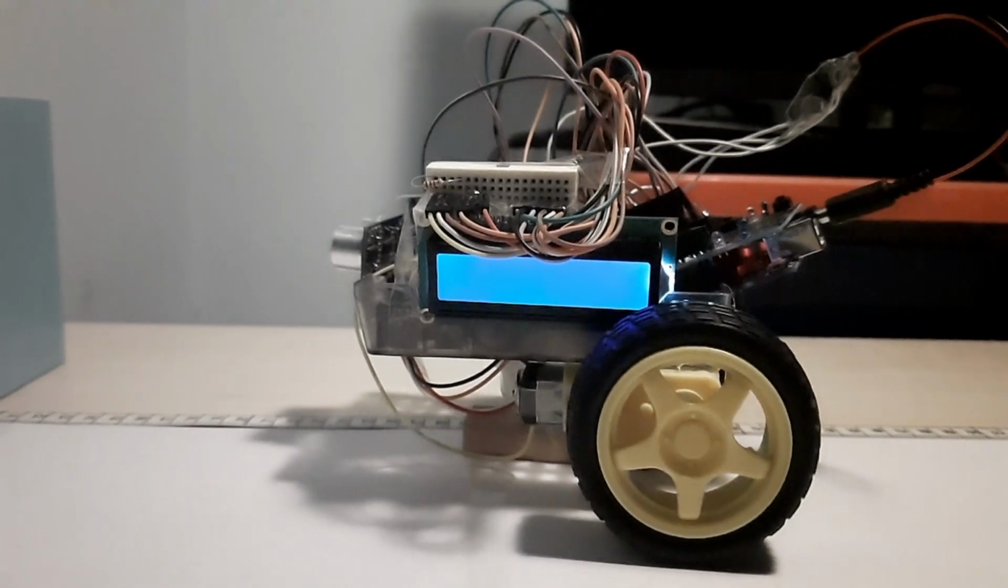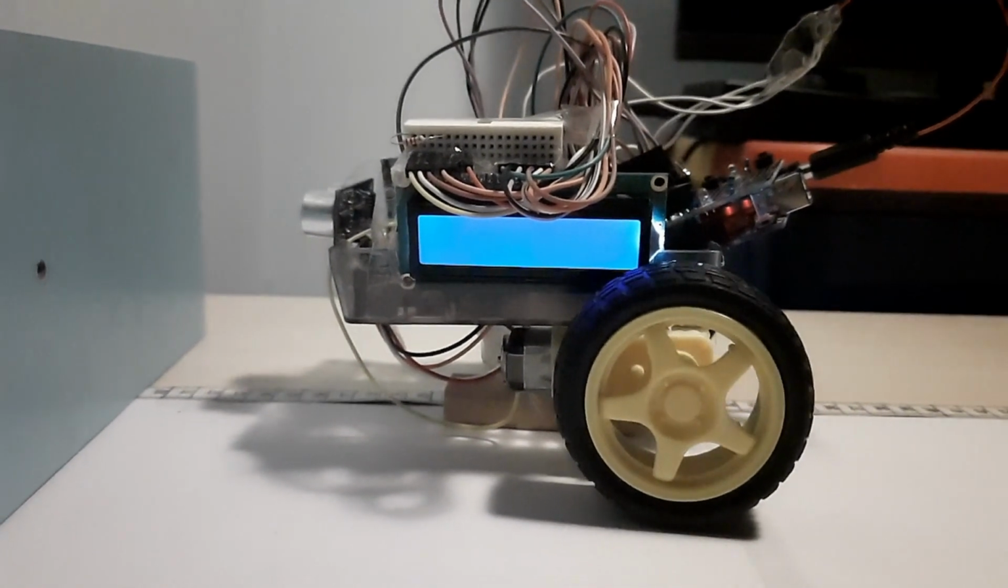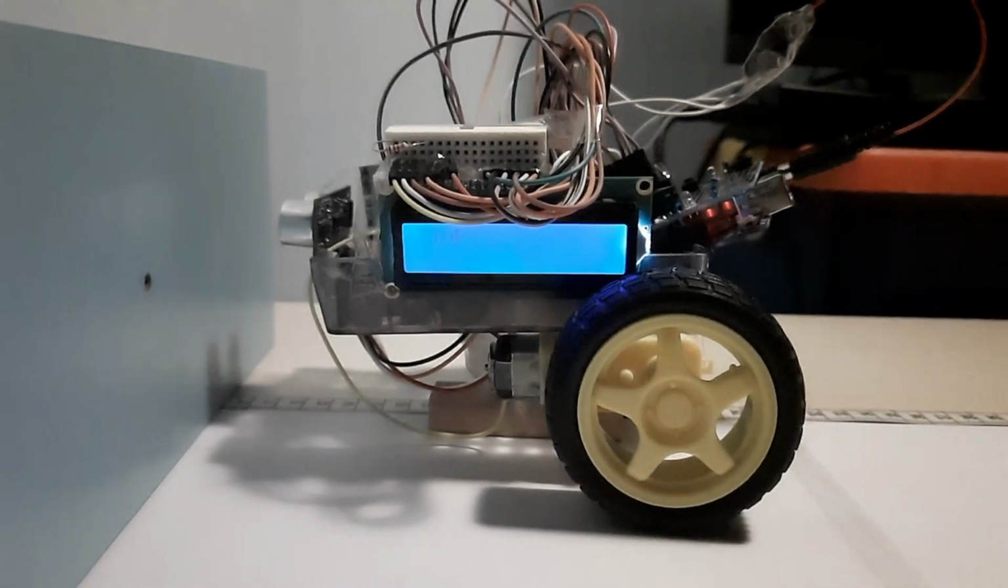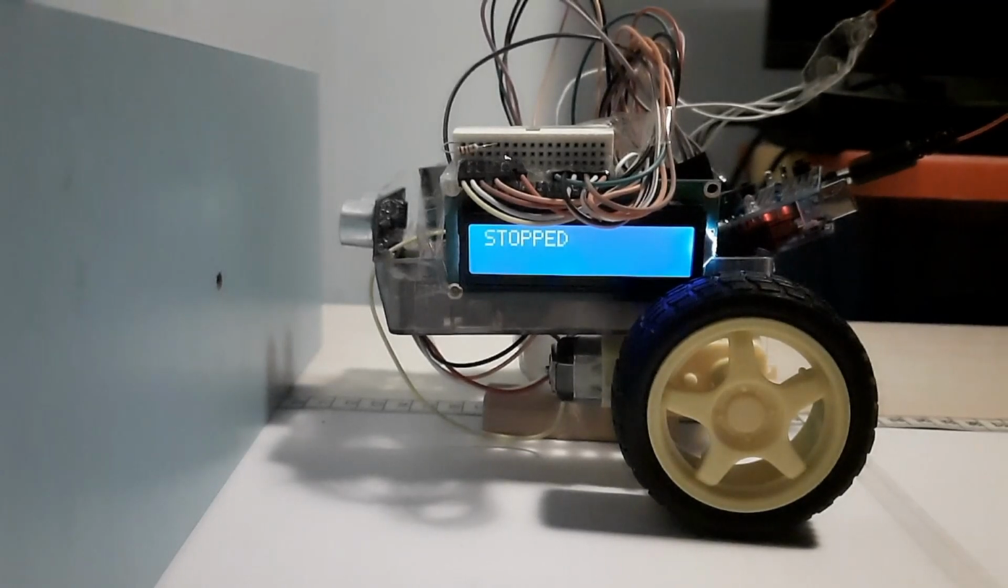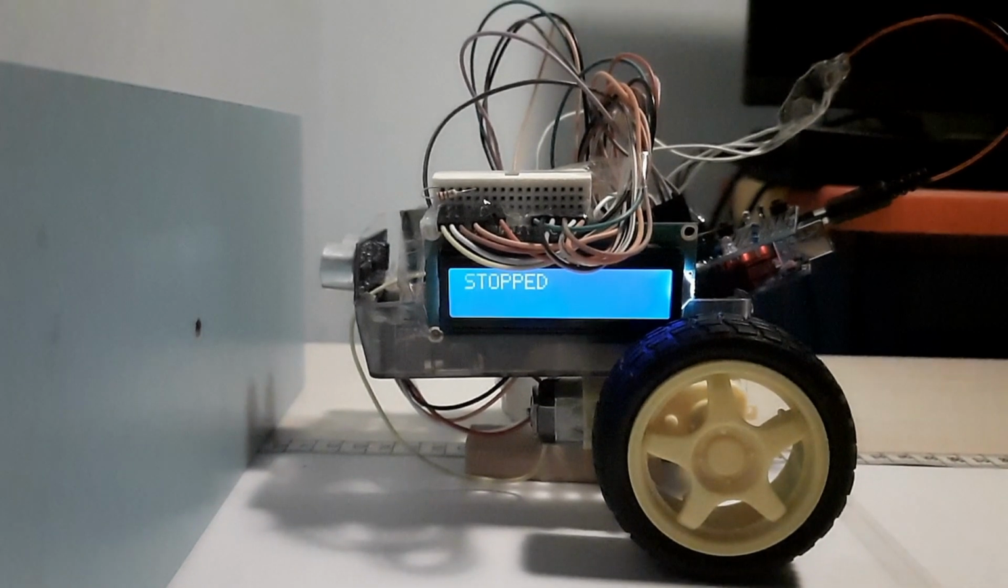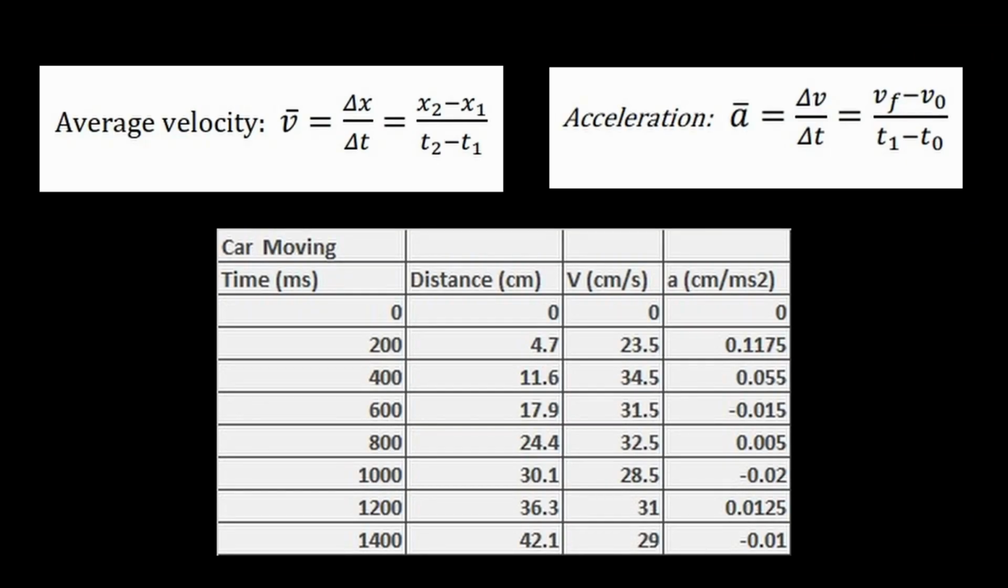However, as it can be seen in the video, the data cannot be read from the camera, but I have found another way to reach the data, and in the table you can see the results. Using the average velocity equation and the acceleration equation, I calculated the velocity and acceleration of the car between the given time intervals.